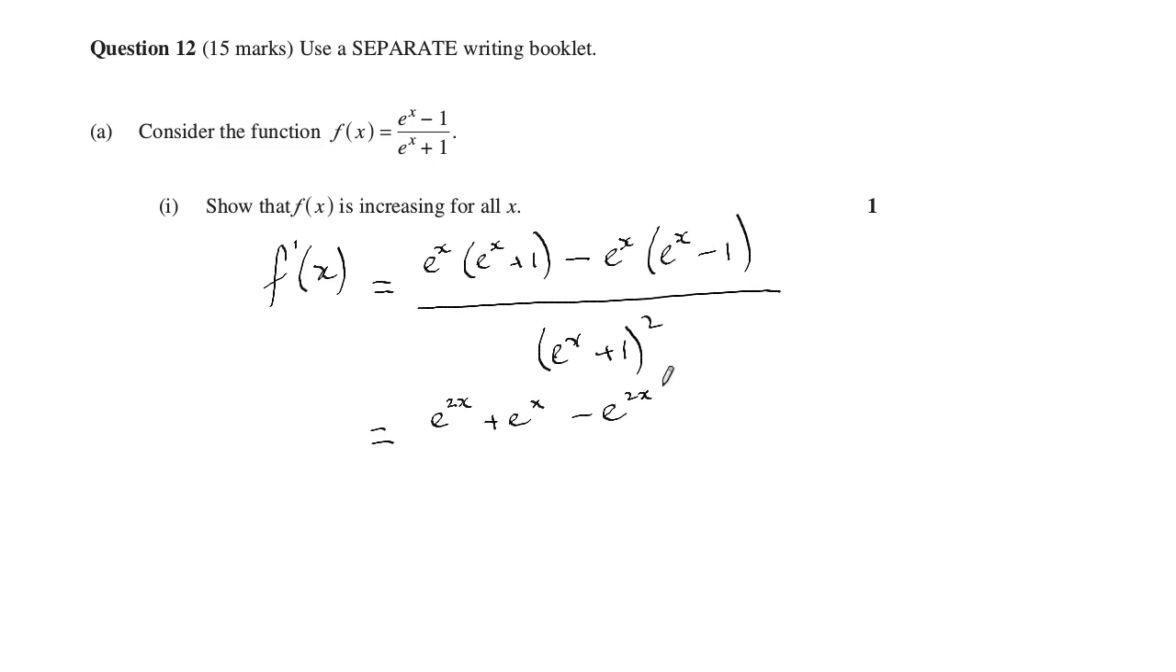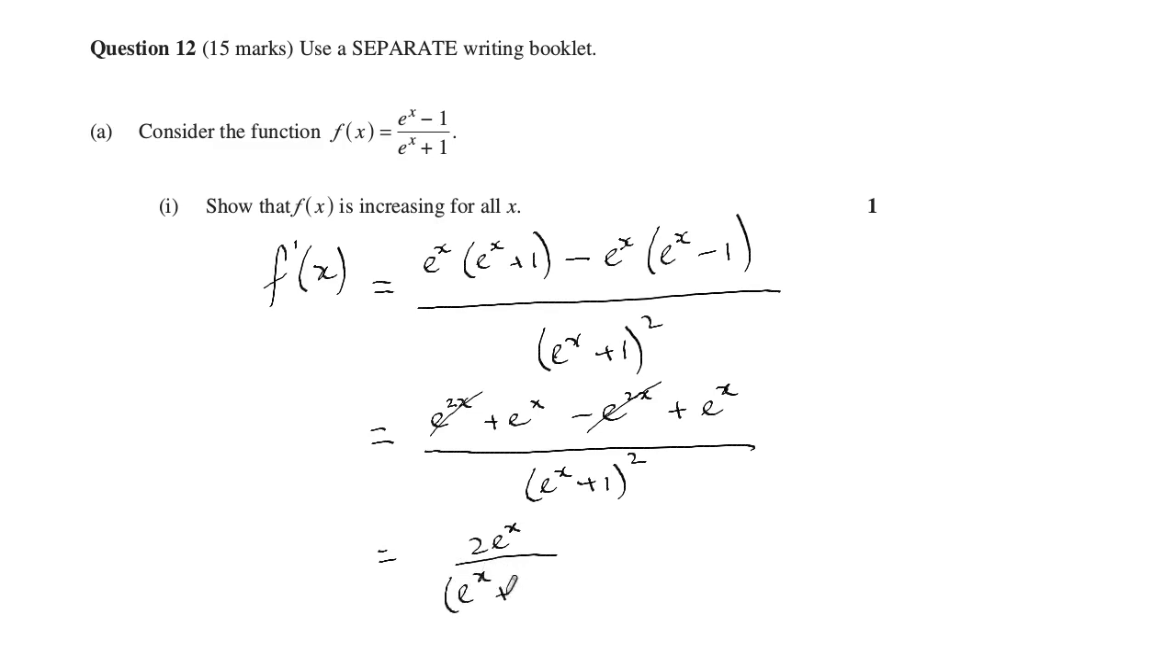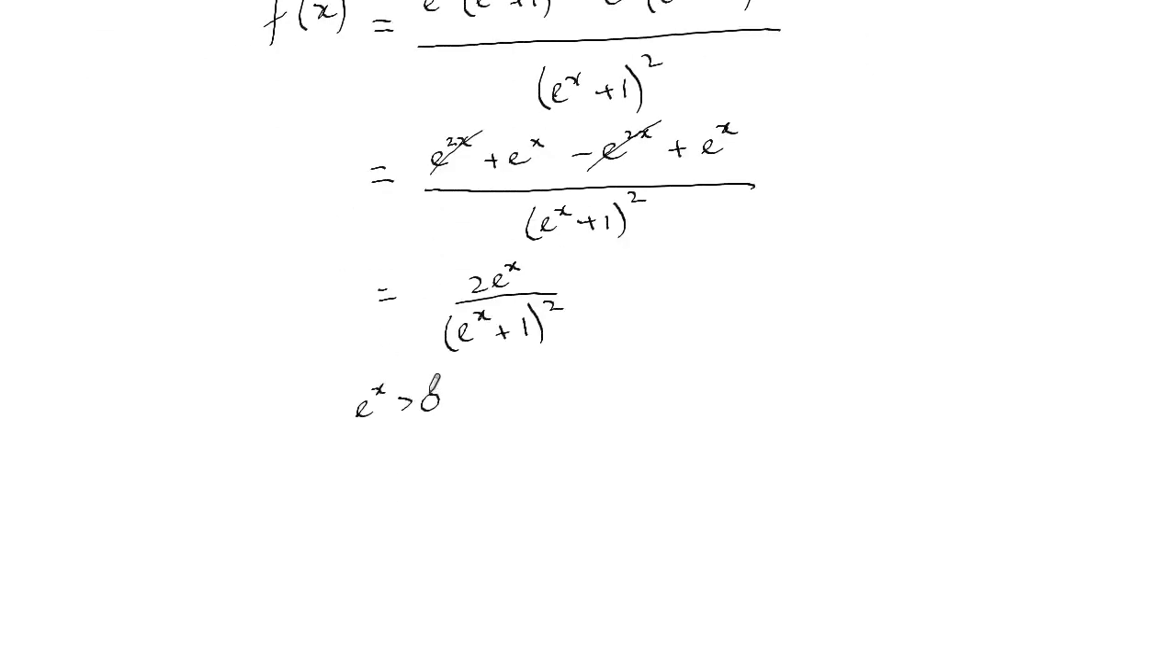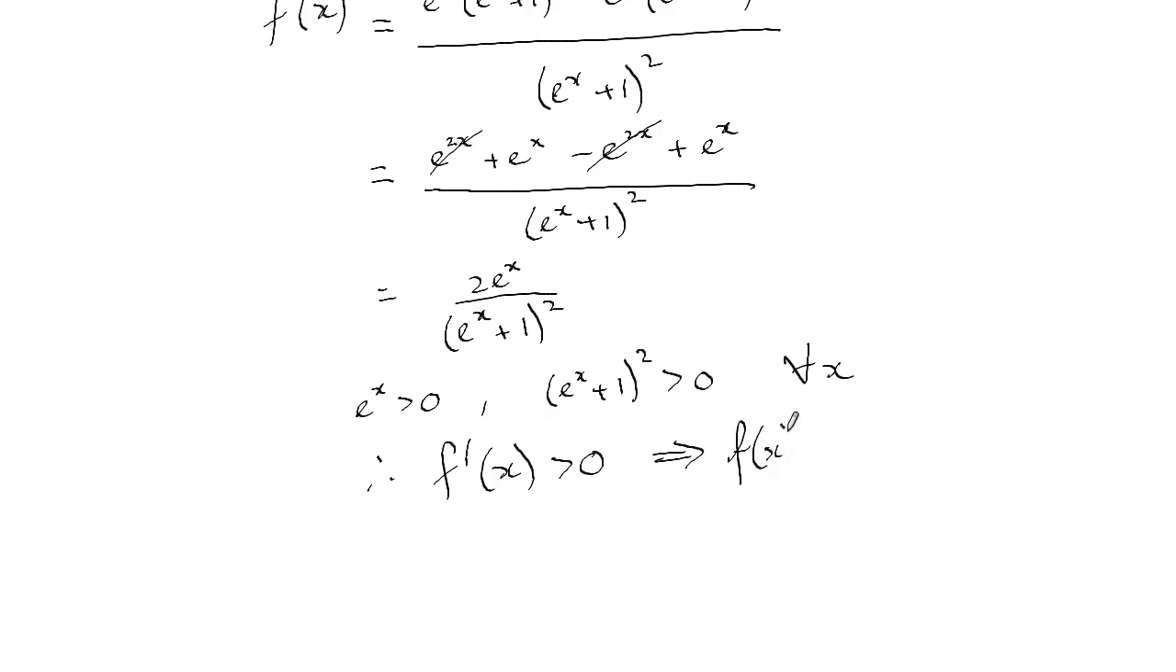Just remember, two negatives make a positive. And that cancels with that, so we're left with the 2 e to the x. And we can see e to the x is always positive. So the numerator is positive and the denominator is positive, so it's always going to be positive. So you could say something like e to the x greater than 0 and e to the x plus 1 squared is greater than 0 for all x, therefore f prime of x greater than 0, which means f of x is increasing.